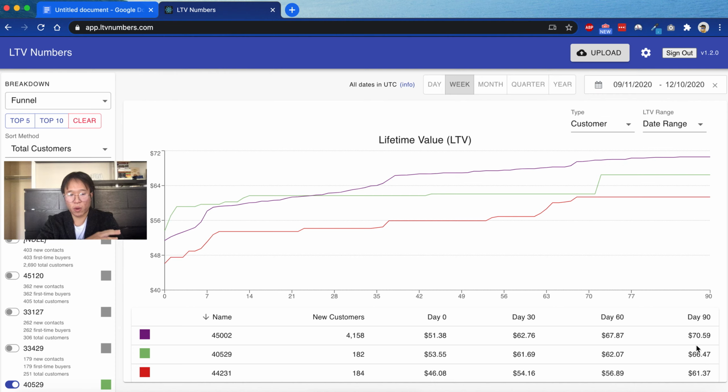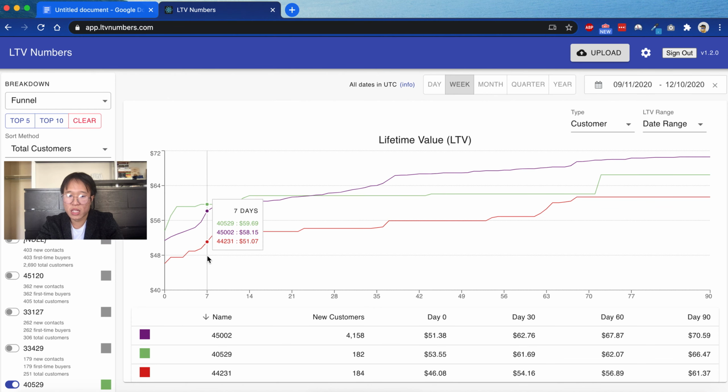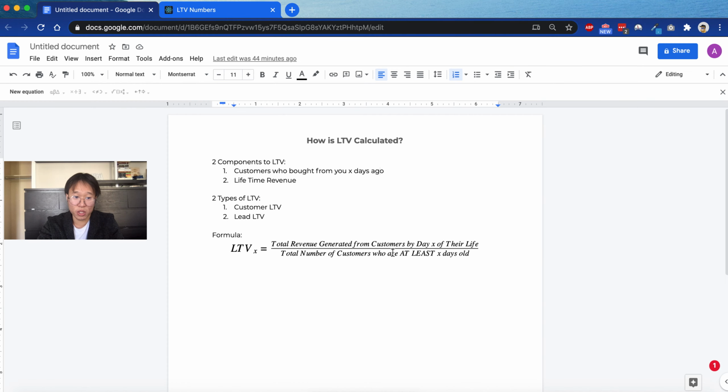So back to the formula. Intuitively, what it means is that a 90-day-old customer will stay in the line from day 0 all the way up till day 90. How we calculate the LTV at day 90 is we use the formula: LTV of day 90 is total revenue generated from customers by day 90 of their life divided by the total number of customers who are at least 90 days old. Same thing applies for a customer that bought yesterday. A customer that bought yesterday stays on the line until day 1, right? And we also calculate the LTV at day 1 using the exact same formula.